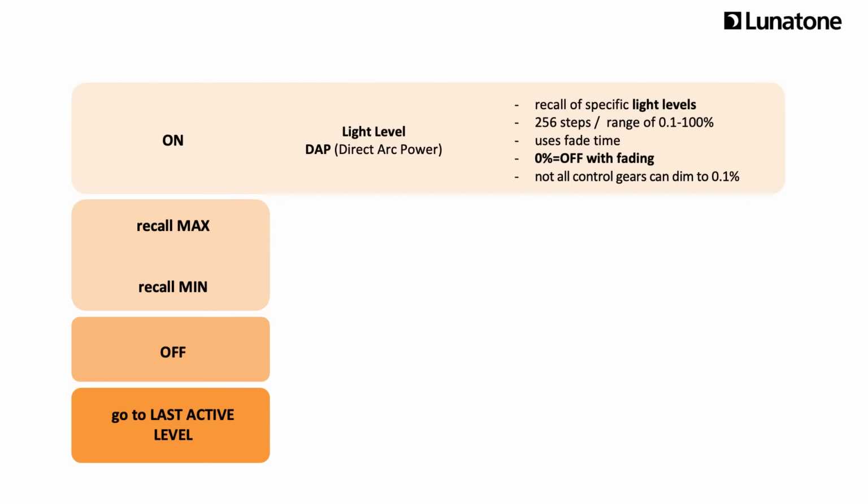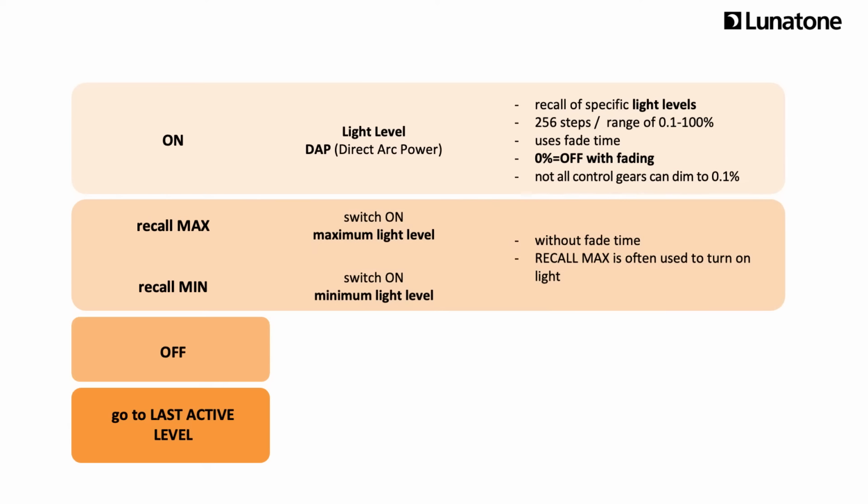The light level, also known as DAP, direct arc power, allows the recall of specific light levels. There are 256 steps available in a range from 0.1% to 100%. It is important to know that this command uses fading and allows a soft change between values. The light level 0% is considered as off, which is similar to sending an off command, except that this one includes fading. Please note that not all control gears can dim down to 0.1%.